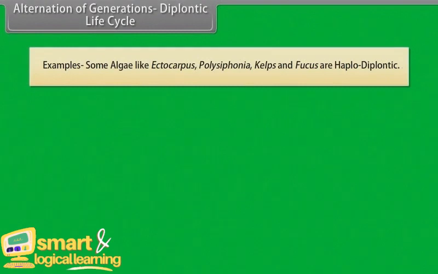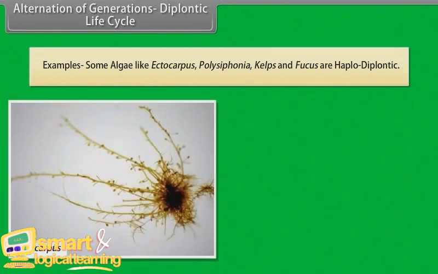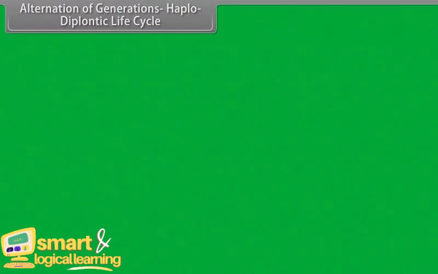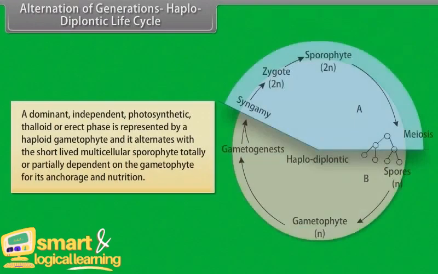Examples: some algae like Ectocarpus, Polysiphonia, and kelps are haplodiplontic. Alternation of generations, haplodiplontic life cycle. A dominant, independent, photosynthetic, thalloid or erect phase is represented by a haploid gametophyte, and it alternates with the short-lived multicellular sporophyte totally or partially dependent on the gametophyte for its anchorage and nutrition.